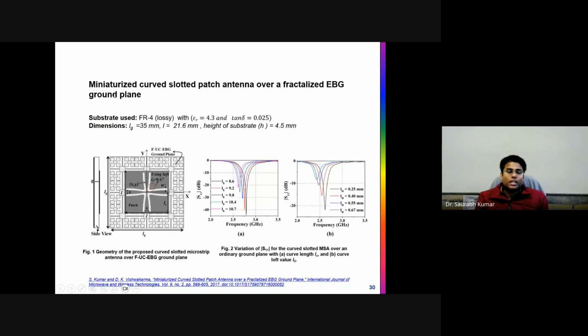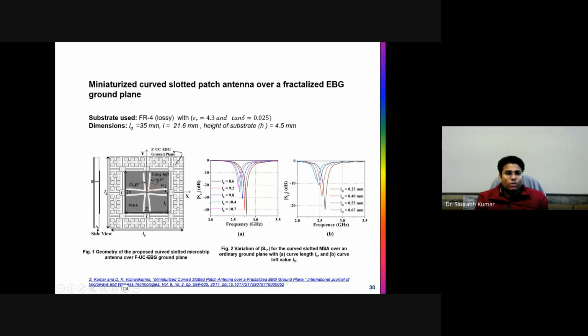Now, another technique is the miniaturized curved slotted antenna with fractalized EBG. The electromagnetic band gap structure as a metamaterial is utilized to miniaturize this antenna. So if you will see, the previous structure was having the L slot. Here, the further miniaturization is achieved by just increasing the length of the slot.